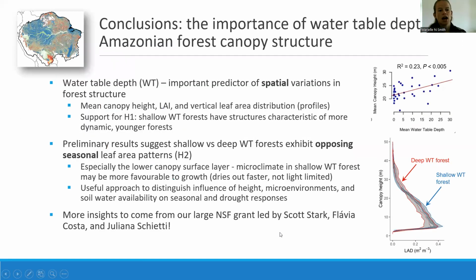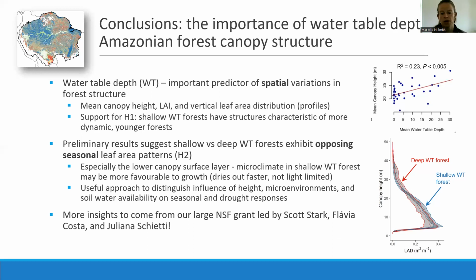So to conclude, we find that water table depth explains spatial variations in forest structure across the Amazon basin. It's an important predictor of mean canopy height and leaf area index, and it distinguishes forests based on their vertical leaf area distributions. And this is all evidence in support of the hypothesis that shallow water table depth forests have structures characteristic of more dynamic, younger forests. And this, if you remember, is expected due to shallow root anchoring in these regions and associated high turnover rates.